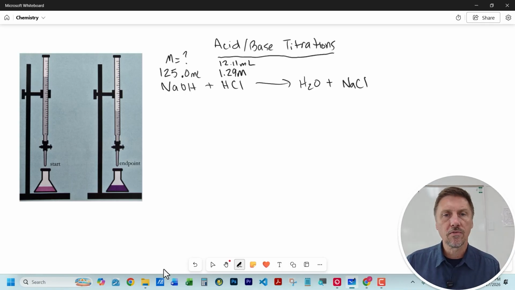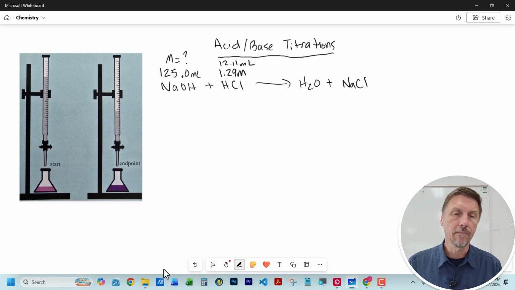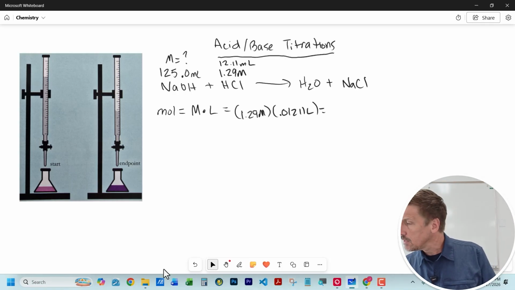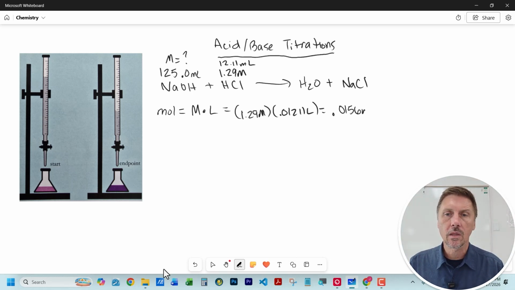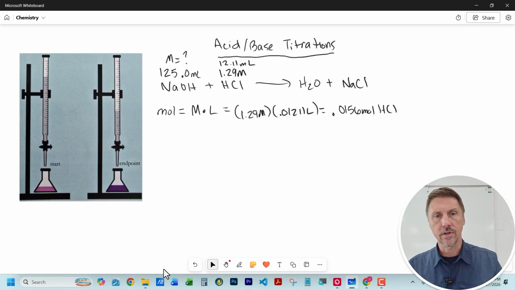So we're going to do just like before. We're going to take the volume and the molarity from this to determine the number of moles of HCl. When we solved for moles last time with molarity, we saw that the number of moles is equal to the molarity times the number of liters. And so we're going to do 1.29 molarity times 0.01211 liters, since we had to convert the milliliters to liters. And that's going to give us a value of 0.0156 moles. All right, so that's how much HCl it took to neutralize the sodium hydroxide, the NaOH over here.